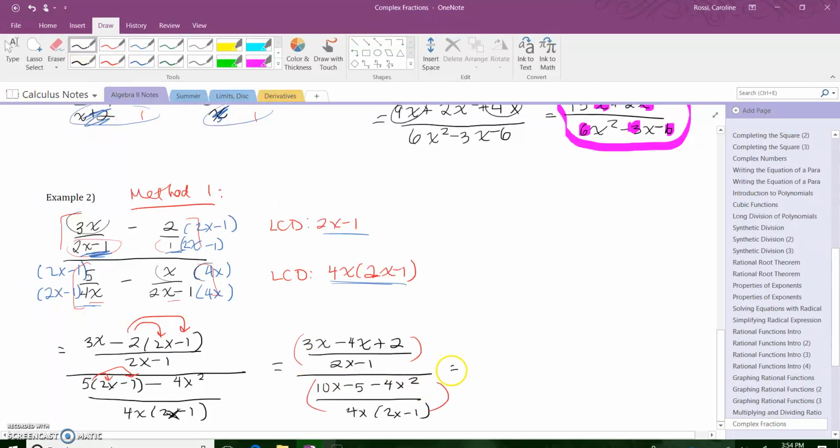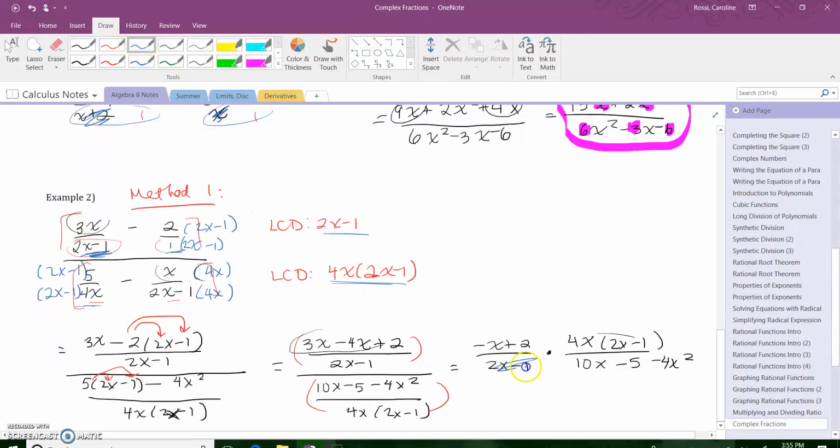Let's actually divide those by multiplying by the reciprocal of the denominator. So what I'm going to do is just say, okay, 3x minus 4x, negative x. Simplify as we go here. Multiply by the reciprocal. I'm not distributing the 4x because I'm anticipating canceling.